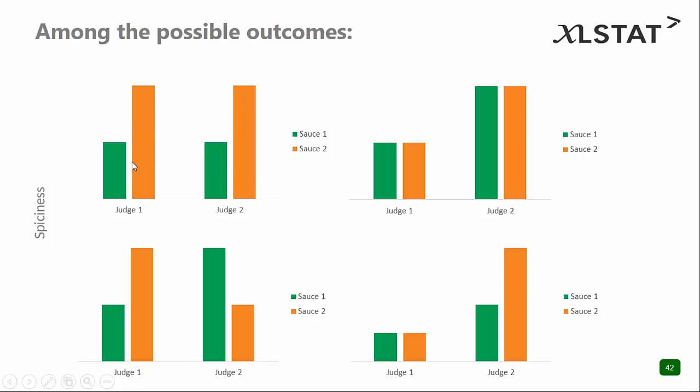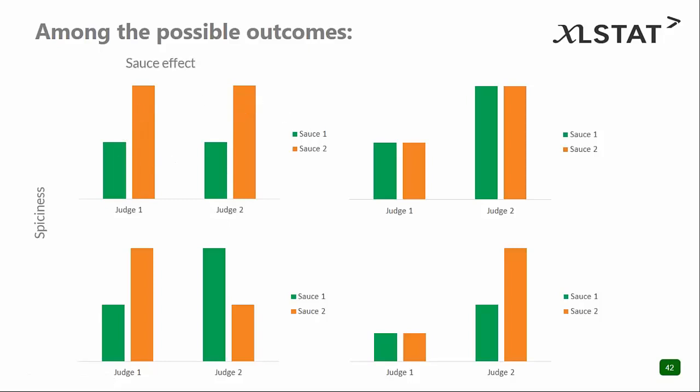What kind of effects do we have? Do we have a judge effect? Not really. If you take the average of the 2 bars for judge 1 and the average of the 2 bars for judge 2, the 2 averages will be identical. So we don't have a judge effect. But as you can see, the sauce effect is significant, which means the orange bars are higher than the green bars.